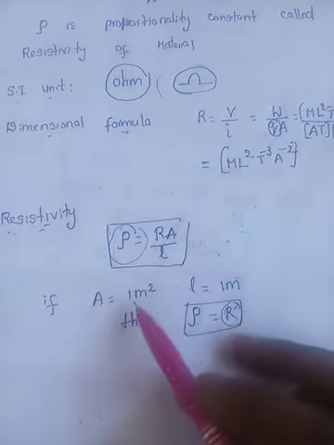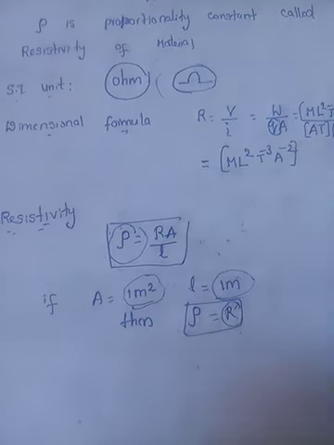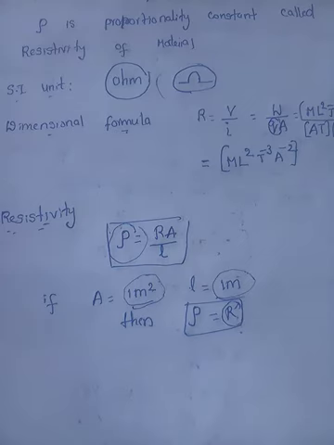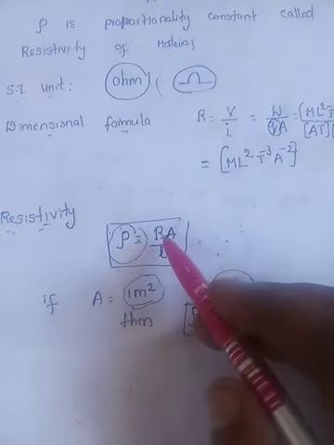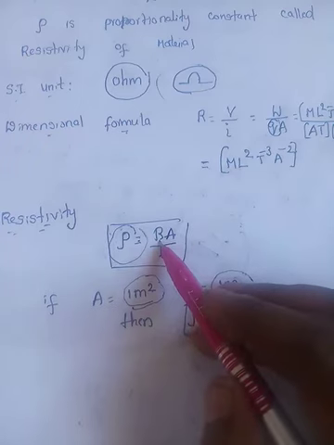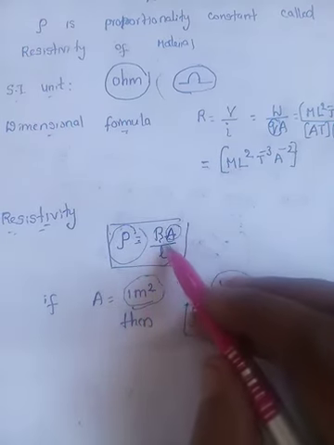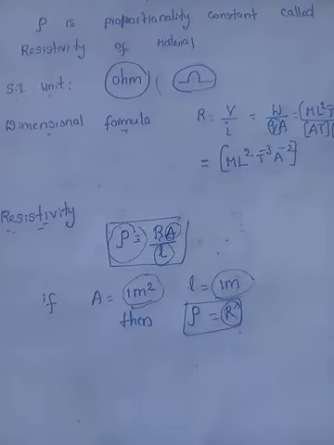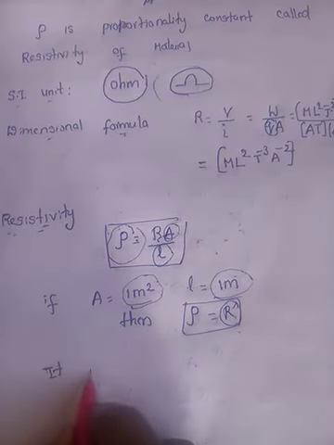when area of cross section is 1 meter square and length is 1 meter. So the same can be defined as: it is defined as the resistance of the material having unit area of cross section and unit length. So when a material has unit area of cross section and unit length, the resistance offered by that material is called what? Resistivity.